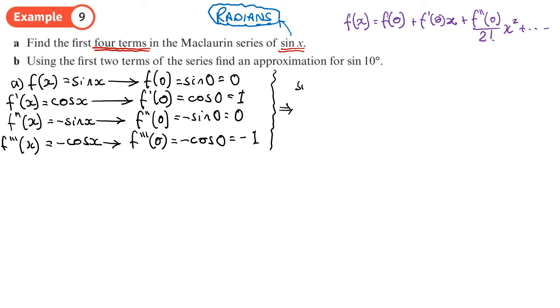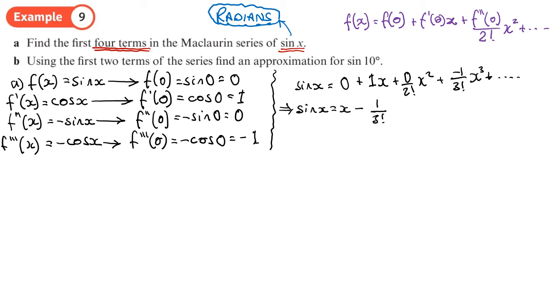So sine x, f of 0 is 0. Then we're going to have 1x. This will be tidied up in a minute. Then the next term is going to be plus 0 over 2 factorial x squared. The next term is going to be negative 1 over 3 factorial x cubed plus dot dot dot. Let's tidy that up. So we have sine x equals x minus 1 over 3 factorial x cubed.